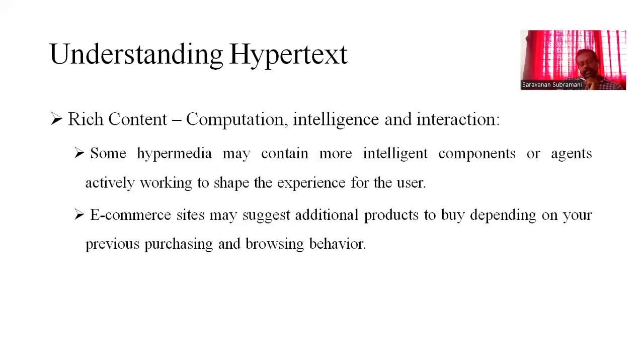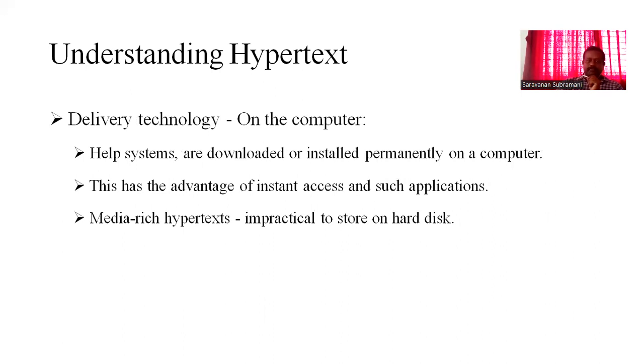Some hypermedia may contain more intelligent components, or an agent's activity is working to shape the experience for the users. The e-commerce sites may suggest additional products to buy depending on your previous purchasing or browsing behaviors. It is in association with the association activities of e-commerce. They identify and try to make you buy the associated products.